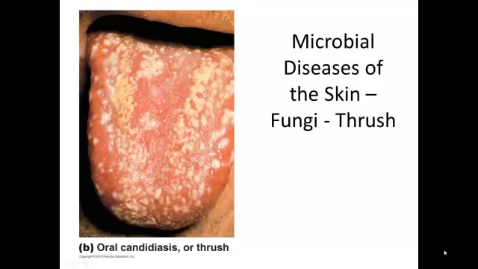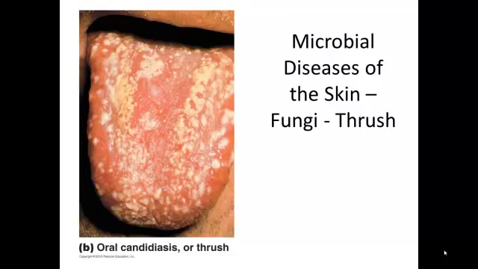Thrush is a yeast infection of the mouth. It's caused by Candida albicans. It's an opportunistic pathogen, and generally speaking, you see it in young children whose immune systems have not developed sufficiently to fight off this opportunistic pathogen. It's really icky, makes you smell yeasty. It's nasty. Kind of uncomfortable for the poor little babies, but it generally clears up on its own.